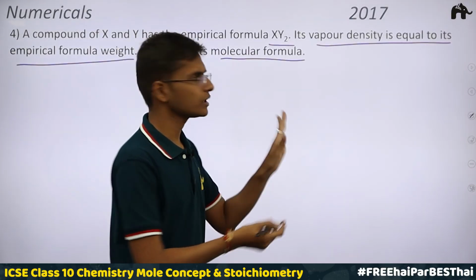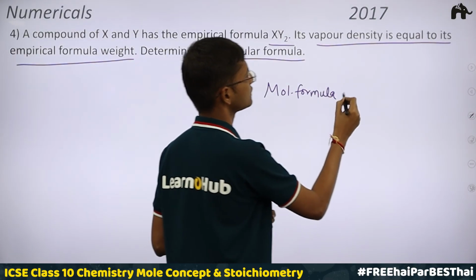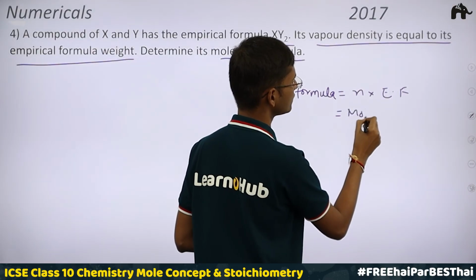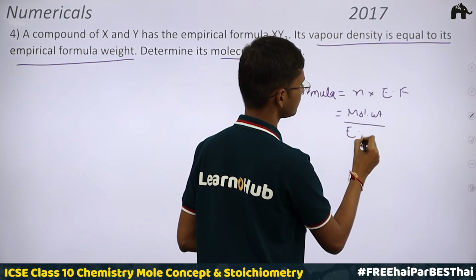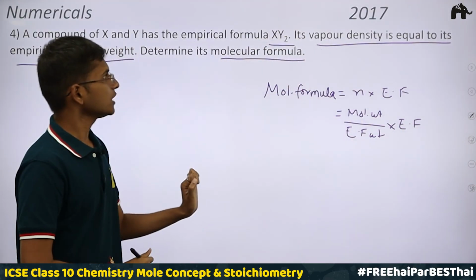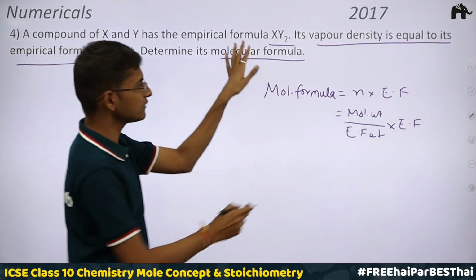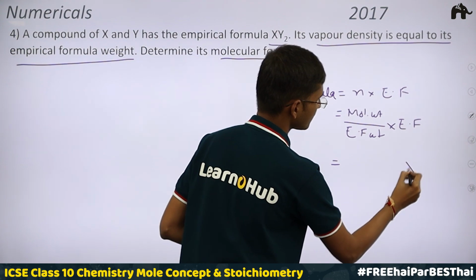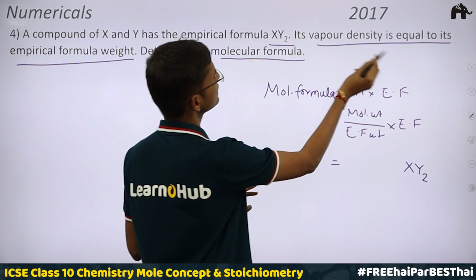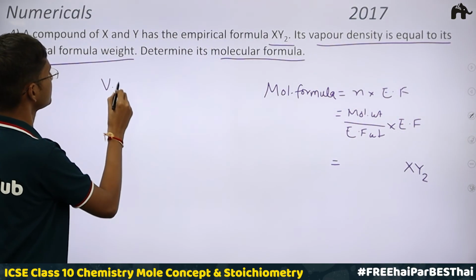What you have to find out is the molecular formula. Again the same thing. The molecular formula you write first is equal to n into empirical formula. Now what is n? Molecular weight upon empirical formula weight, into empirical formula. Clear? Now they have given us a compound of X and Y with this empirical formula, so substitute it: XY2. Then its vapor density is equal to its empirical formula weight. This they have given us.